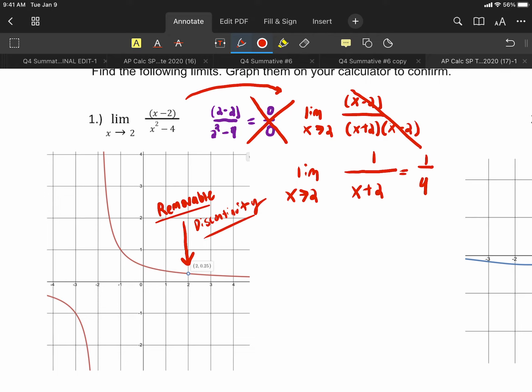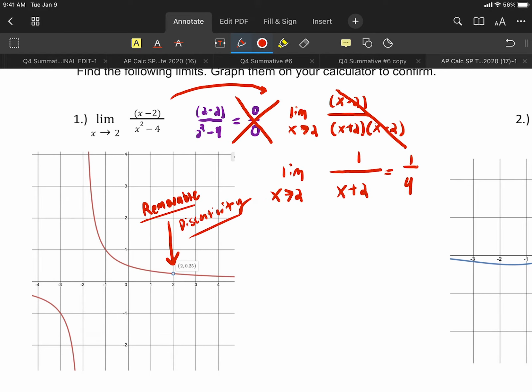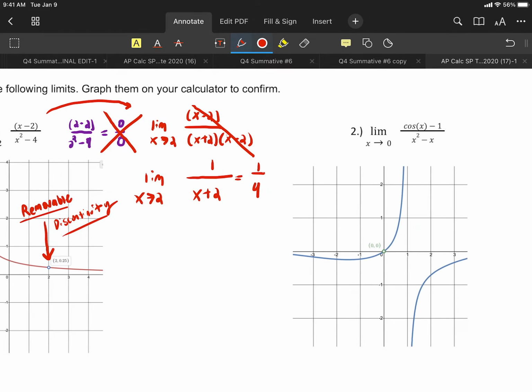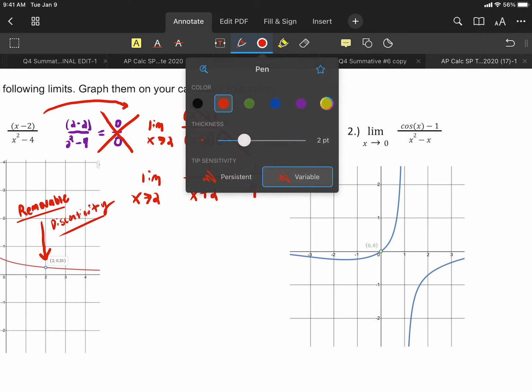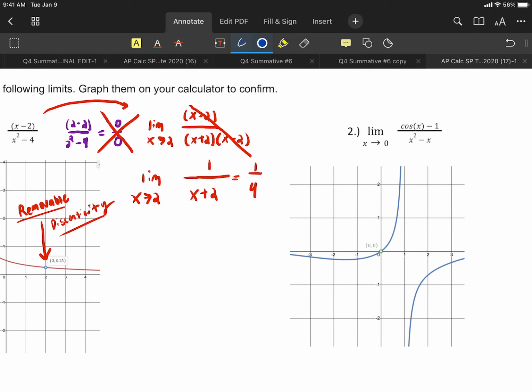And so, bringing us way back, start by trying to plug in, and if plugging in doesn't work, if it gives you a division by 0 of some kind, try factoring. But that's not always going to work. And so, for example, say you had the cosine of x minus 1 over x squared minus x.